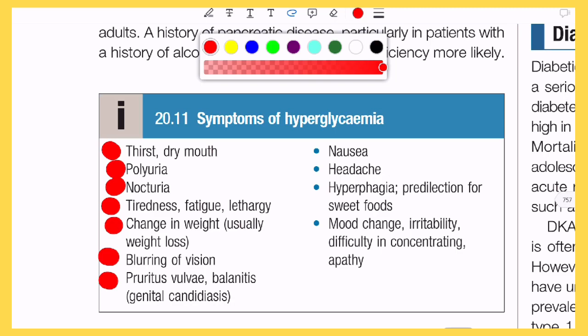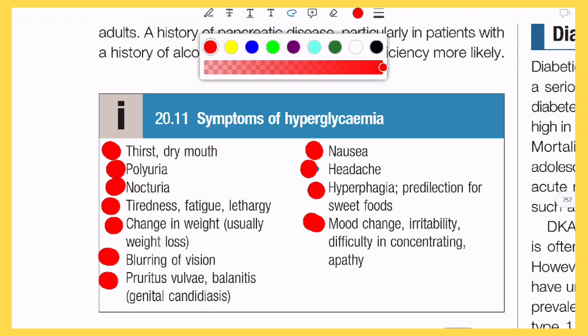like genital candidiasis, balanitis. There may be nausea, headache, hyperphagia, that is the predilection for sweet food, mood change, that is irritability, difficulty in concentration. Recent mood change is a symptom of hyperglycemia.